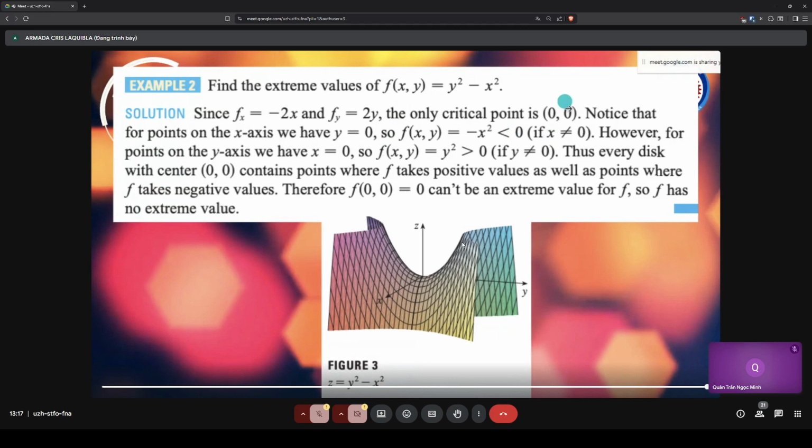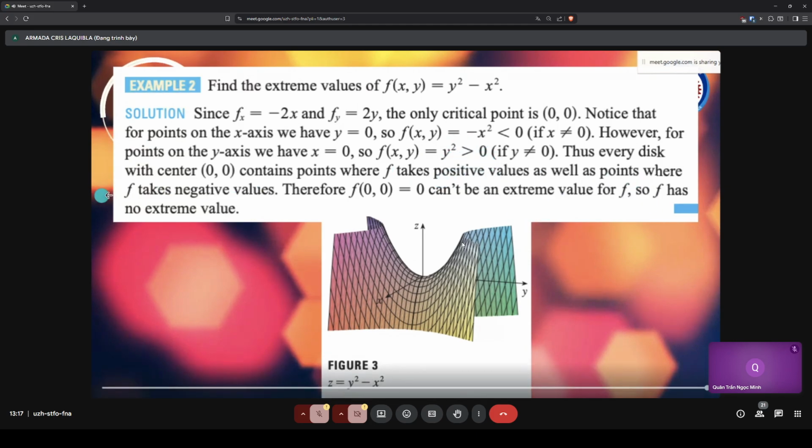And we have a critical point 0, 0, and that's the only critical point that we have, the 0, 0 point, which is this point here. Now notice that when you substitute y equal to 0 here, your f of x, y becomes negative x squared, which is less than 0. So this value is negative. However, if your x there is 0, the answer is y squared, right? Your f of x, y now becomes y squared, and y squared is positive.